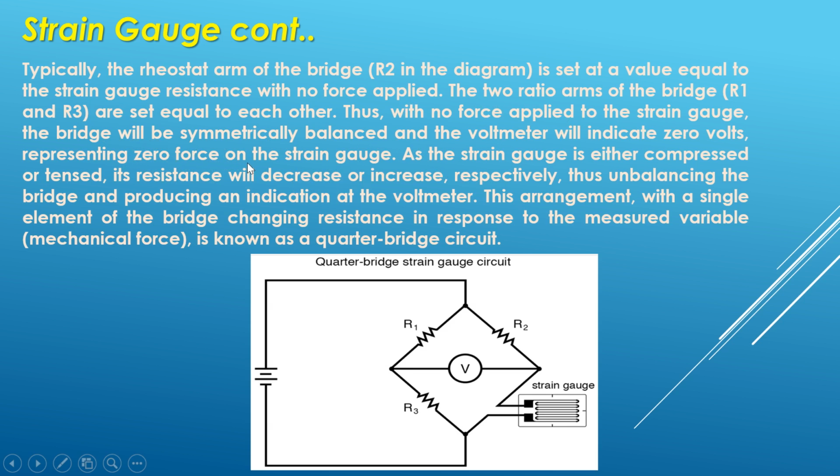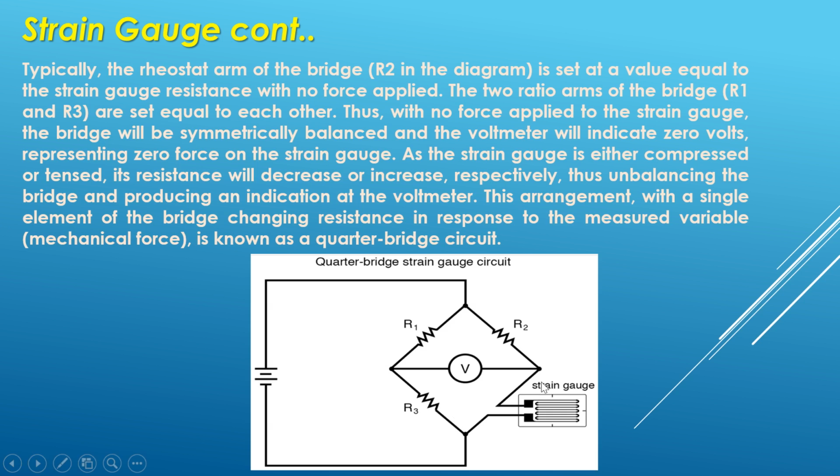0 watts, representing zero force on the strain gauge. As the strain gauge is either compressed or tensed, its resistance will decrease or increase respectively, thus unbalancing the bridge and producing an indication at the wattmeter. This arrangement, with a single element in the bridge changing resistance in response to the measured variable, mechanical force, is known as a quarter bridge circuit.